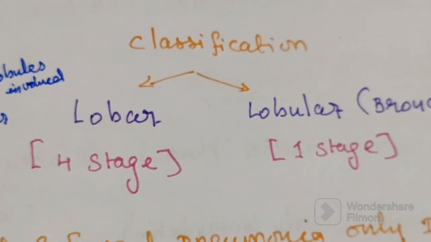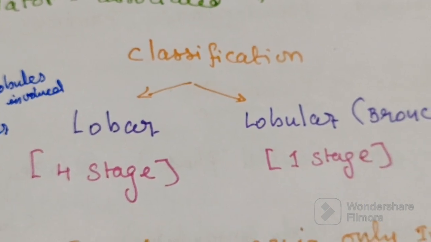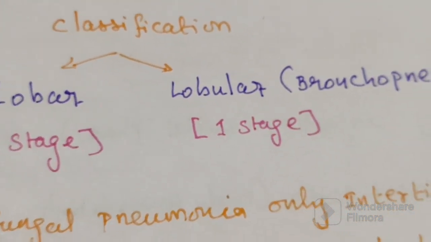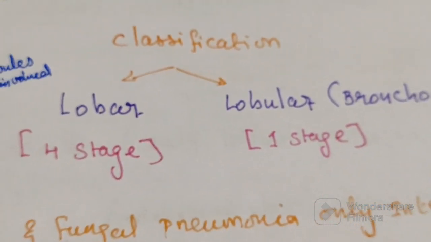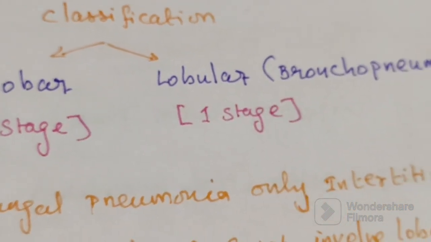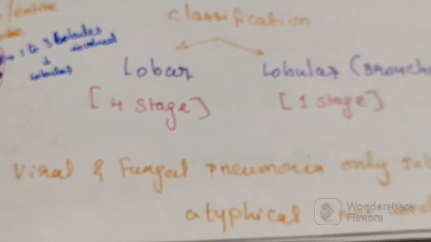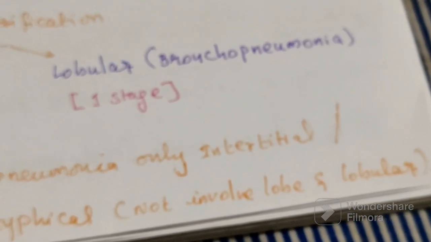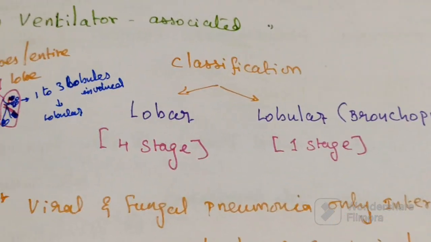So based on etiology, bacterial pneumonia is classified into two types, lobar pneumonia and lobular pneumonia. Lobar pneumonia has 4 stages, lobular has only 1 stage. But viral and fungal pneumonia are only interstitial, not involving lobes and lobules.